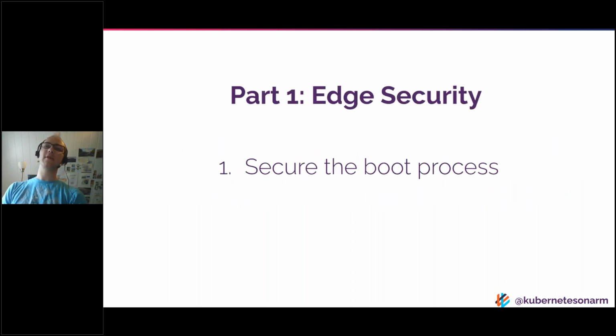The talk is divided into 6 chapters. The first part is 3 chapters on edge security, and the second part is 3 chapters on edge automation. So let's start with secure the boot process as the first chapter.